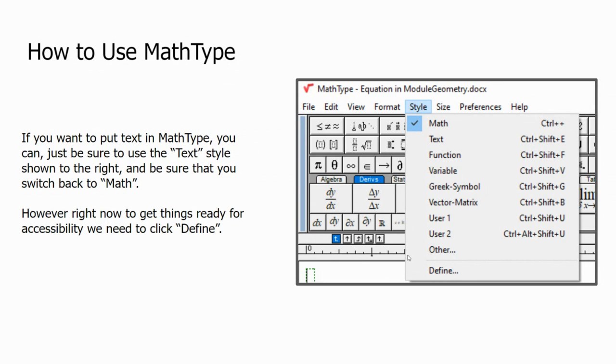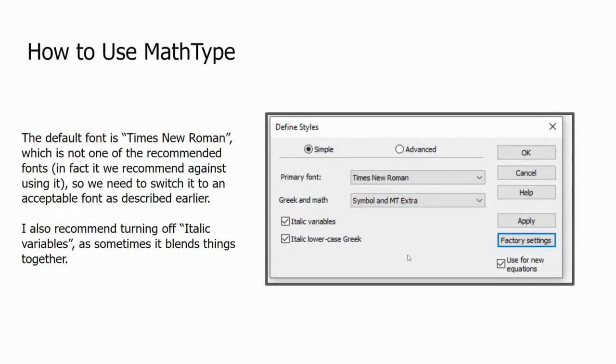But you do need to worry about define, which is at the bottom of this list. So whenever you're starting a new document or starting to edit some of your things, you go to define and you do these settings. Because the default thing for MathType is Times New Roman. But as we discussed earlier, Times New Roman is not sans serif. So we need to switch it to something else like Tahoma. And another thing I noticed personally when I was trying to read what I would create with these equations is that italic variables, which is turned on by default, can sometimes blend into some numbers and some symbols, so it's best to have them turned off, just so we don't lose some clarity with our equations.